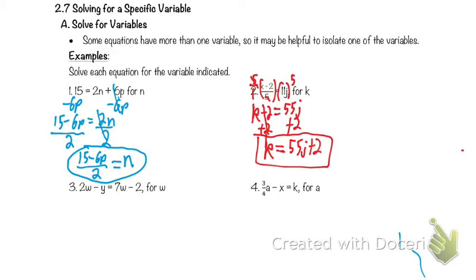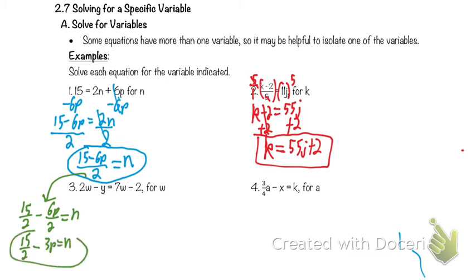Well, the truth be told, we could go a little bit farther in this division. We'd have to split up our fraction. So if we wanted to go a little bit farther, we could say 15 over 2 minus 6p over 2 equals n. And 15 over 2, we could keep it as 15 over 2 or call it 7.5, either one. 6p over 2 would turn into 3p. So you can make this your answer if you wanted.